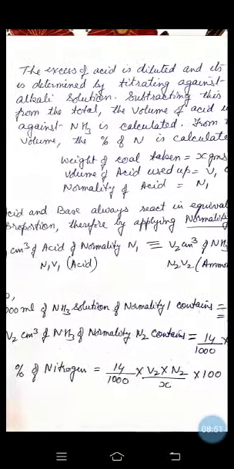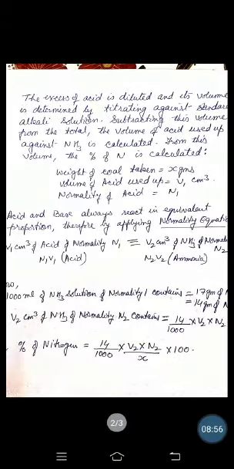So what we do, subtracting this volume from the total volume, that is again I repeat, the excess of acid is diluted, and its volume is determined by titrating it against the standard alkali solution. Now how do we find out how much H2SO4 is left? We can find out the amount of H2SO4 left unreacted by titrating it with the help of alkali solution. So this is called back titration.